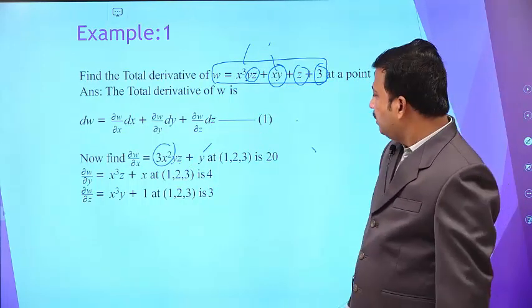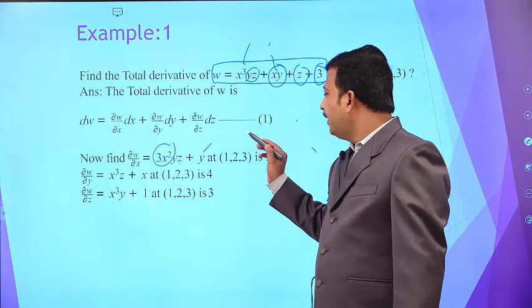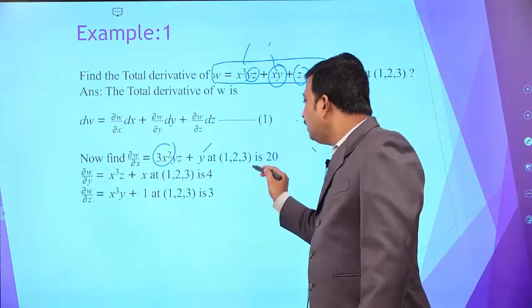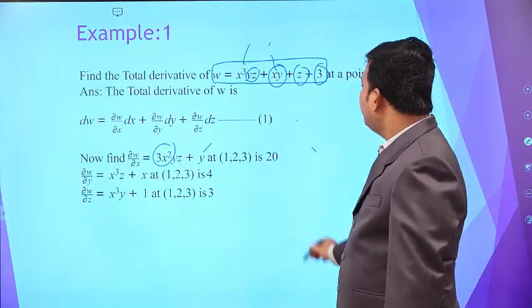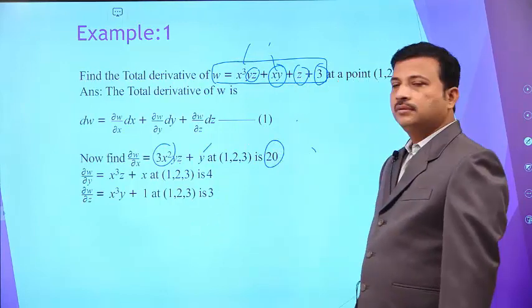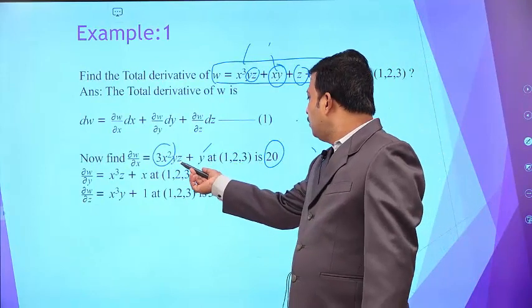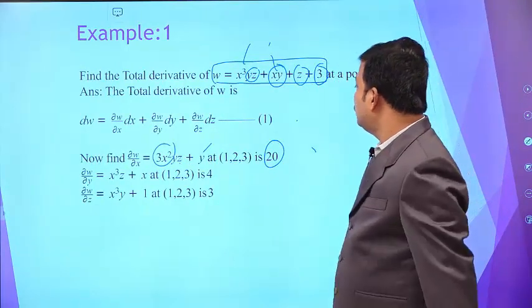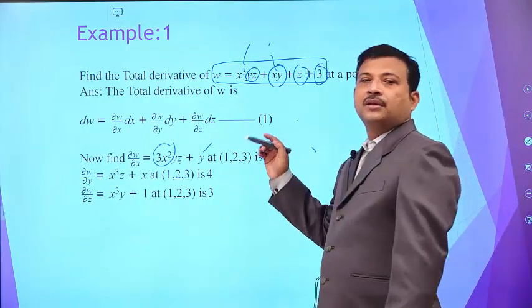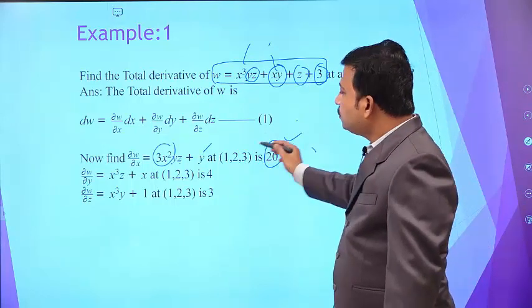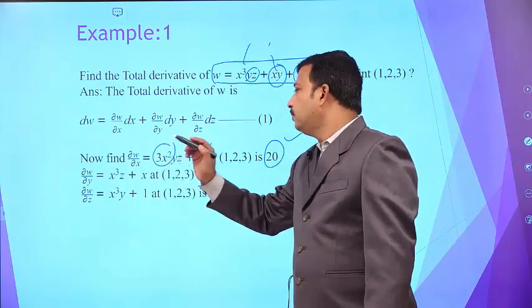At (1, 2, 3). x equal to 1, y equal to 2, z equal to 3. You put it, right? You will get the value 20. Is it clear? So 3 into 1, right? Plus y into z is 6, 6 into 3 is 18, 18 plus 2 is 20. Is it clear? So this is your ∂w/∂x.